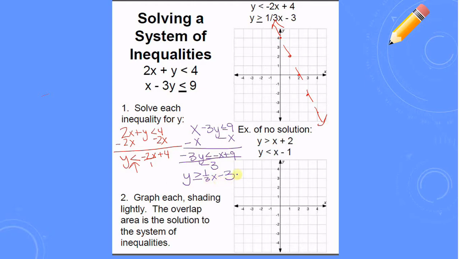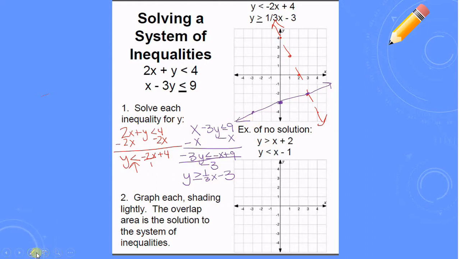Now let's do our purple line. I'm going to start at negative 3, it looks like. There. Now I need to go up 1 over 3 using my slope. So up 1 over 3, 1, 2, 3, right there. Let's go down 1 over 3 also. There we go. Now, what kind of line am I going to use, a solid or a dotted? That's right, I'm going to use a solid line. So let's connect our dots with a solid line.